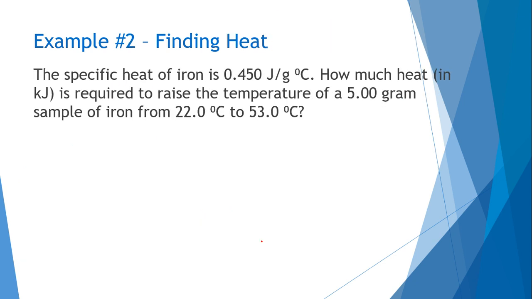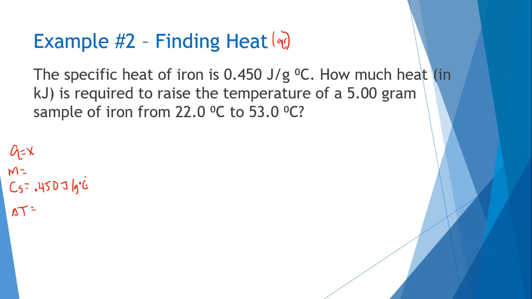Example number 2, we're going to be finding heat. So remember, heat is going to be our Q value that we're trying to find. So Q equals M times C_s times change in T. We don't know our Q, so I'm going to go ahead and put X in for it. And we've got to read our problem for the rest of it. It says the specific heat of iron is 0.450 joules per gram degree Celsius. So here I'm going to plug that in for my specific heat, 0.450. Notice here it says joules per gram degrees Celsius.